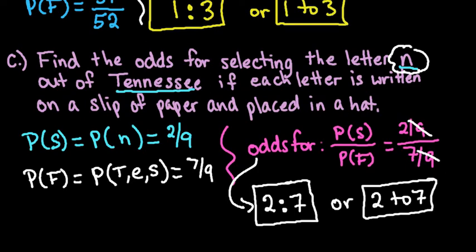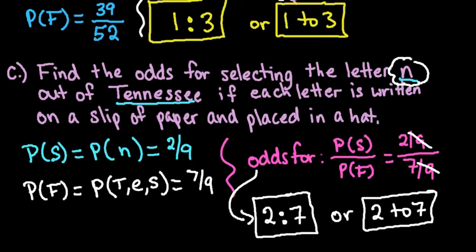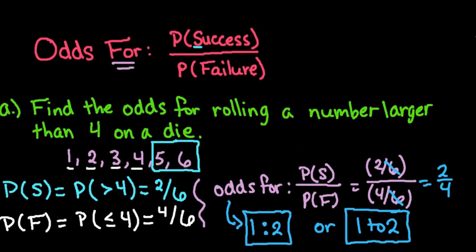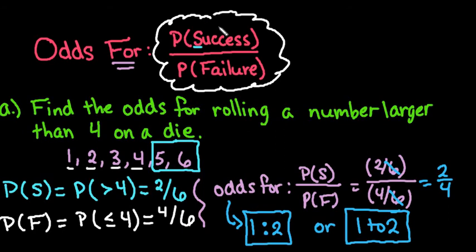Just to recap, remember that if it says the odds for something happening, the odds for, you always want the probability of success on top divided by the probability of failure on the bottom.